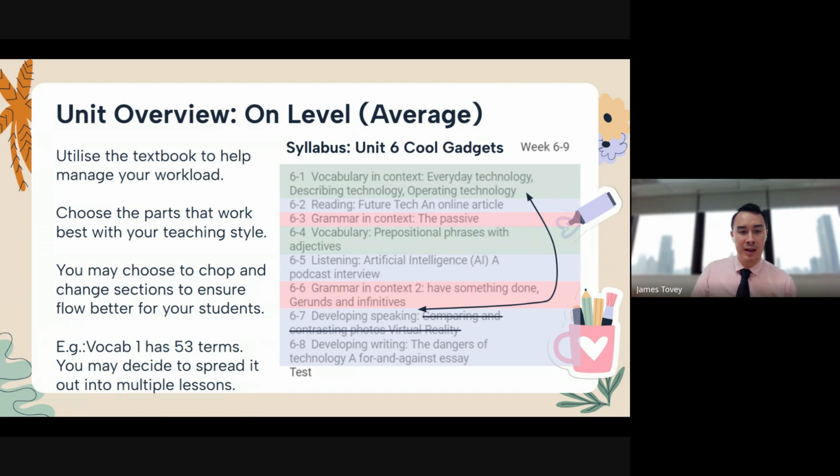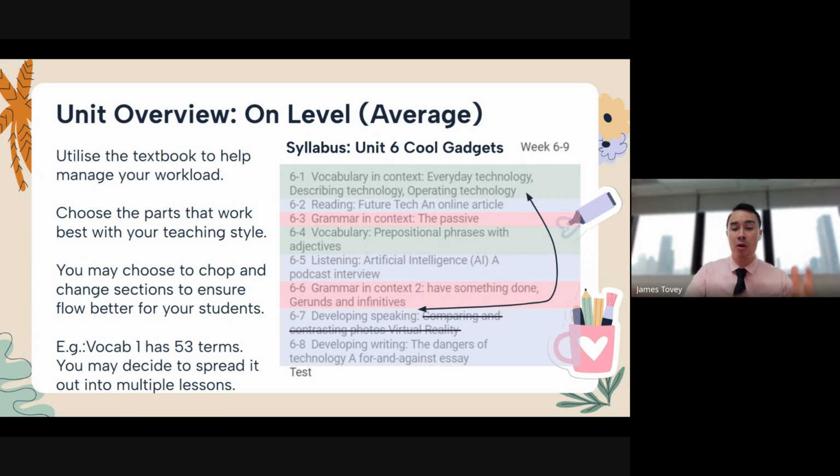So instead of comparing and contrasting photos of virtual reality, you combine vocab 1 with developing speaking. So you have 2 lessons on vocab 1, and you're also practicing your speaking at the same time, because you're getting to have conversations with that vocabulary. So you can chop and change that. As long as you're getting them to practice these skills and you're teaching them that vocabulary and those grammar points in that unit, then you're okay. Okay? Don't just go randomly doing something from a different unit because you think your students already know this, right?